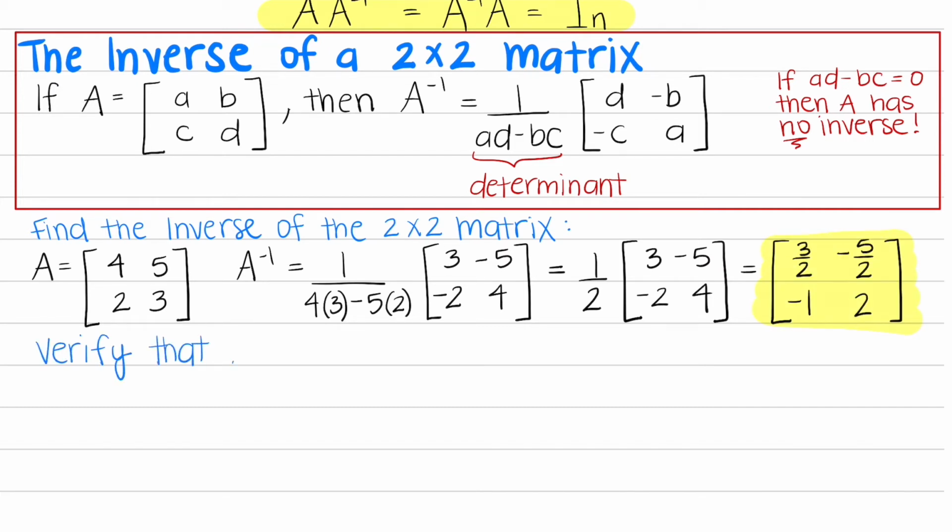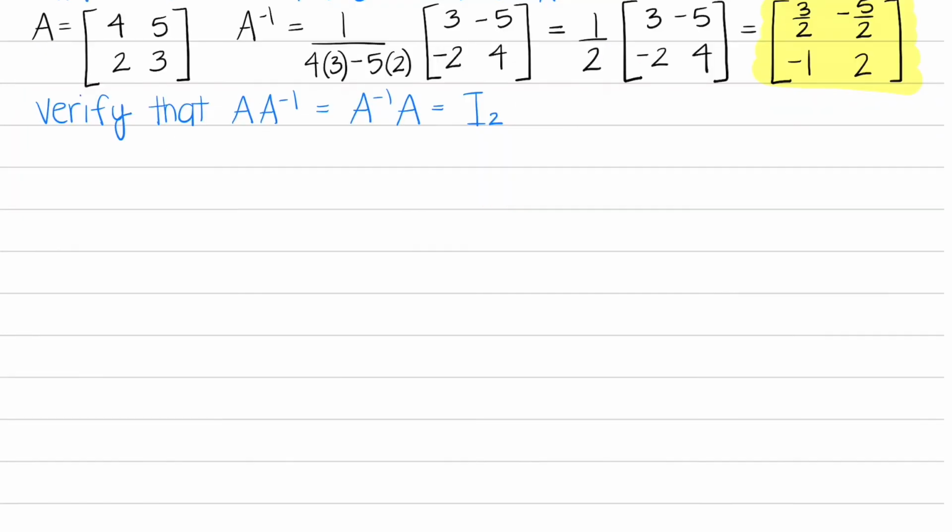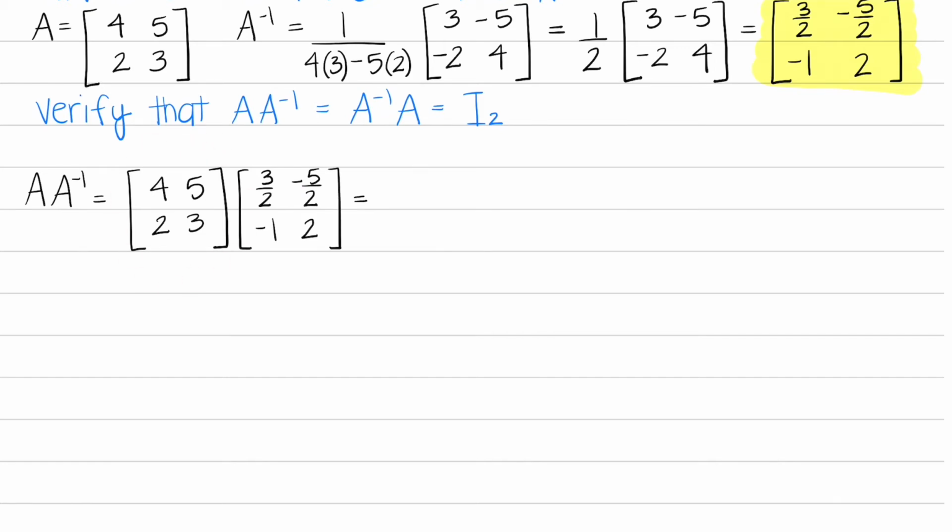Now let's verify that matrix A times its inverse equals its inverse times the matrix, which equals the identity matrix. So let's first do that by multiplying A times its inverse matrix. So we were given that our A is 4, 5, 2, 3, and we found the inverse to be 3 over 2, negative 5 over 2, negative 1, 2. Now let's multiply these matrices. If you don't know how to multiply matrices, check out my other video in the link above on the right.